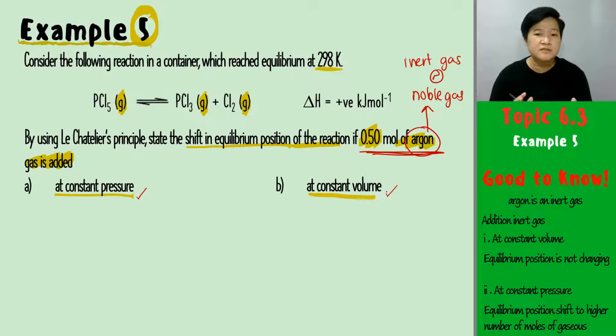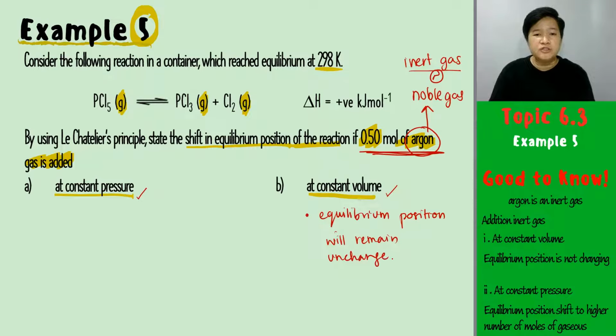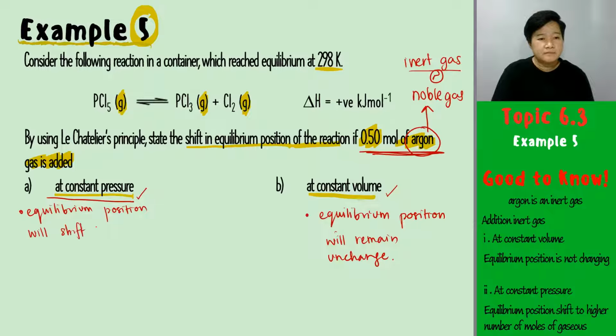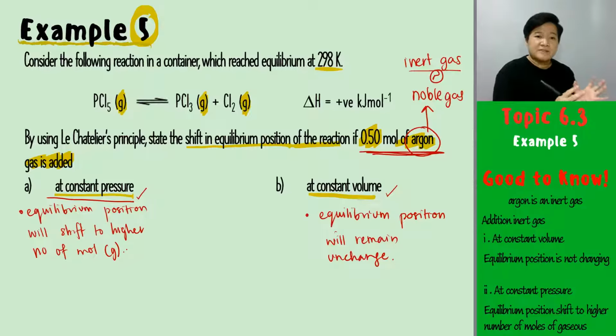Remember which one has no changes? Constant volume. If the inert gas is added into the system at constant volume, bear that in mind, the equilibrium position that you have in your system will remain unchanged. Okay? So your equilibrium position won't change if your noble gas is added at a constant volume. How about constant pressure? What will happen to the equilibrium position when your inert gas is added at constant pressure? At constant pressure, the equilibrium position will shift to a higher number of mole of gases. Okay? So right now, the question is, is the left the higher number of mole or is the right the higher number of mole? So let's see.